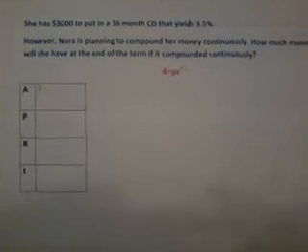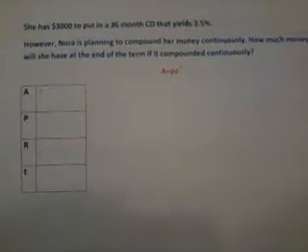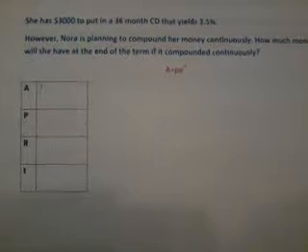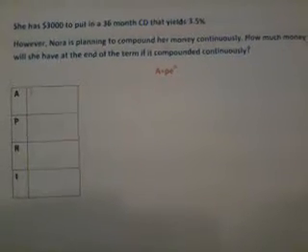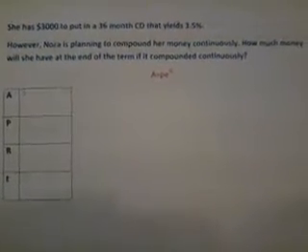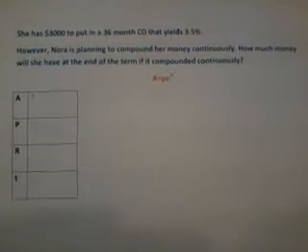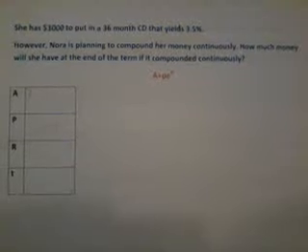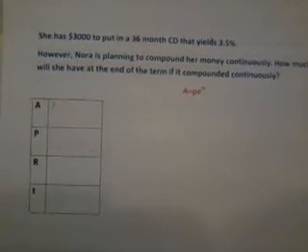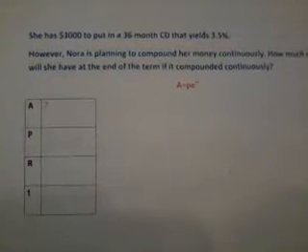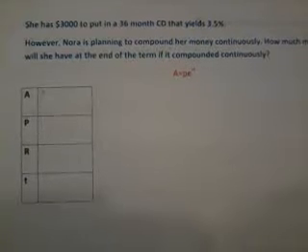Okay, so in the problem before, we had found the amount of money Nora will have at the end of each term, depending on the number of times it is compounded: weekly, annually, semi-annually, etc. However, Nora is planning to compound her money continuously. So how much money will she have at the end of the term if it is compounded continuously? She still has $3,000 to put in a 36-month CD that yields 3.5%.